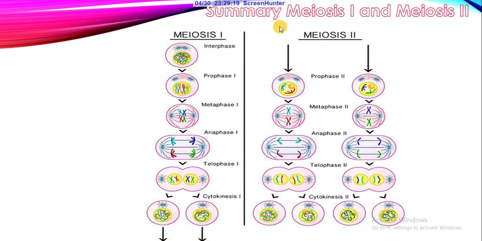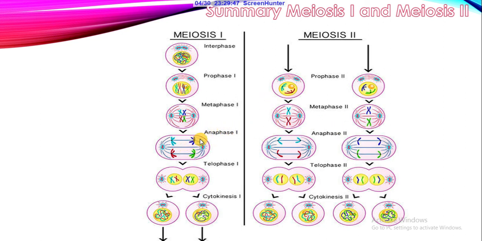So this is the summary of meiosis 1 and meiosis 2. If you can see, in prophase 1 the crossing over occurs. In prophase 2 there is no crossing over. In prophase 1 there is a pair of homologous chromosomes but not in prophase 2. So in metaphase 1 the pair of homologous chromosomes will line up, but in metaphase 2 only the chromosomes will line up. Okay, there is no pair.